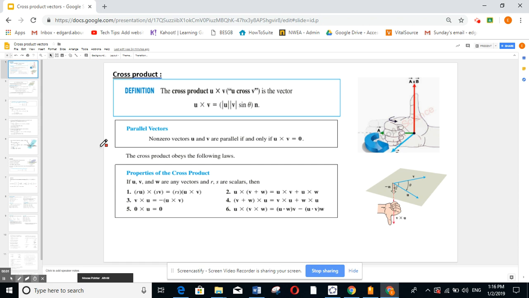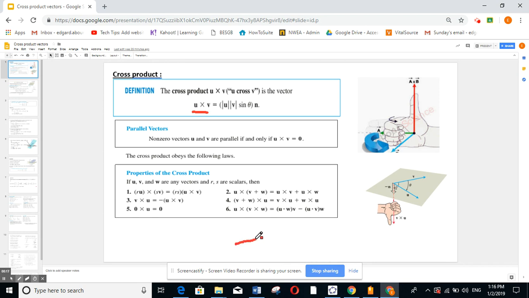Students, our study today is about the cross product. Before, we did the scalar product, or the dot product. The scalar product, u dot v, was a number, not a vector. However, what is a cross product? A cross product of two vectors.